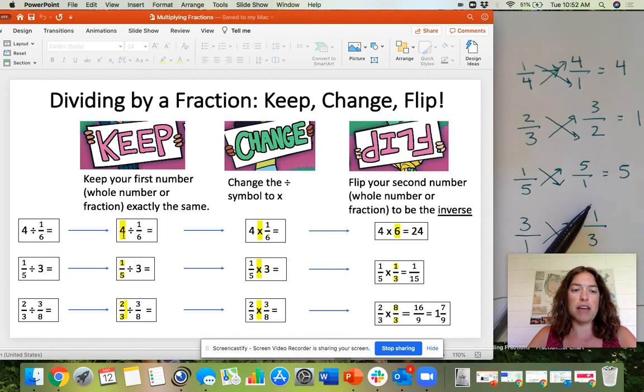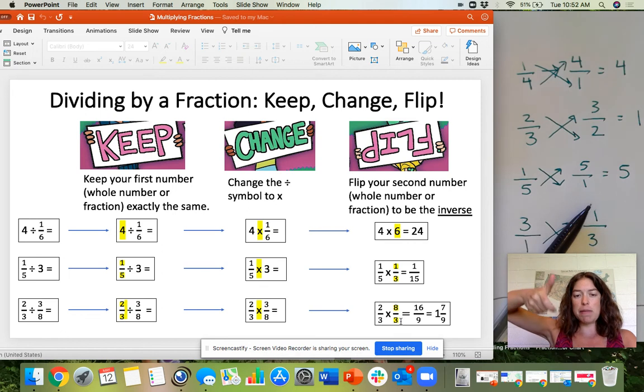4, kept it as 4. 1/5, kept it as 1/5. 2/3, kept it as 2/3. I don't just start flipping things over just because they're fractions. I have to first keep the number the same. Then I changed my division into multiplication. And finally, I flipped. I flipped 3/8 over, so it was on its head.